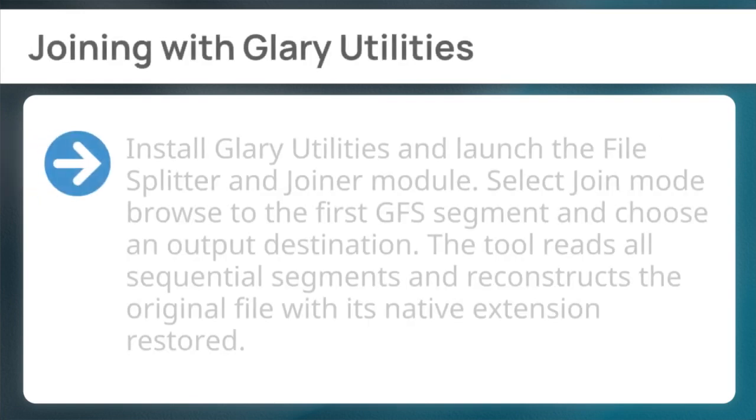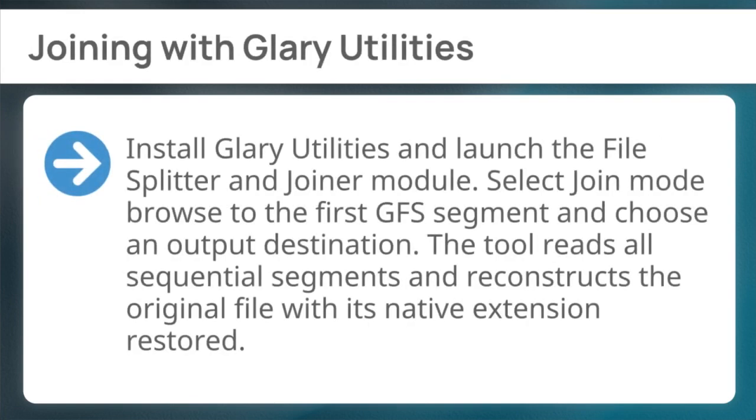Next, joining with Glaryutilities. Install Glaryutilities and launch the File Splitter and Joiner module. Select Join Mode, browse to the first GFS segment and choose an output destination. The tool reads all sequential segments and reconstructs the original file with its native extension restored.